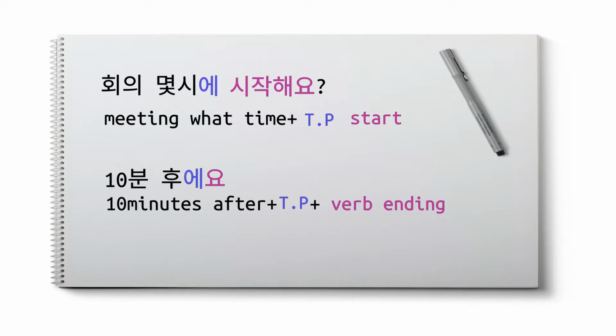10 is 10 in the Chinese number system. 분 is minute. In the previous video, I mentioned hour is used with the Korean number system. Minute is used with the Chinese number system. That's why it is 10분. 후 is after. In English, it could be the same as in. 에 is a time particle again. 요 is just a verb ending to be polite. 요 is used after a previous syllable that ends with a vowel. So this phrase translates to: in 10 minutes.